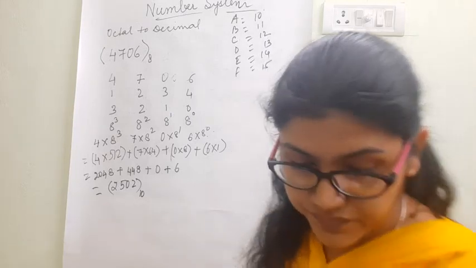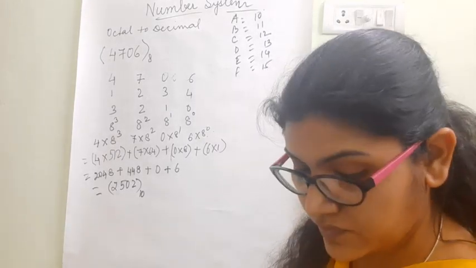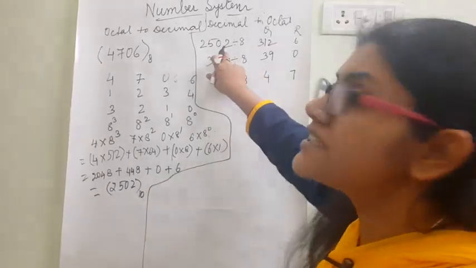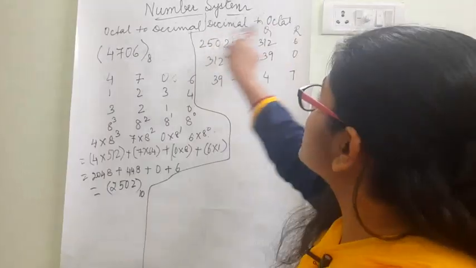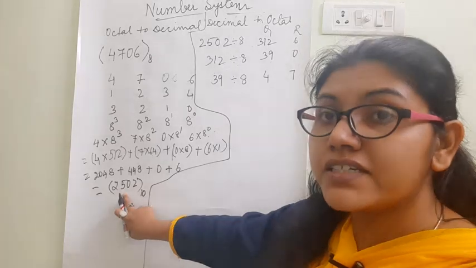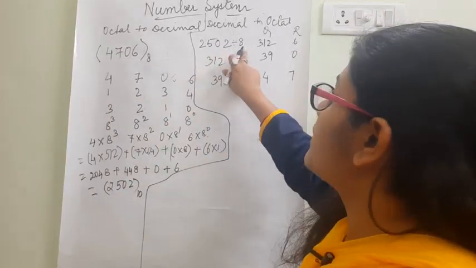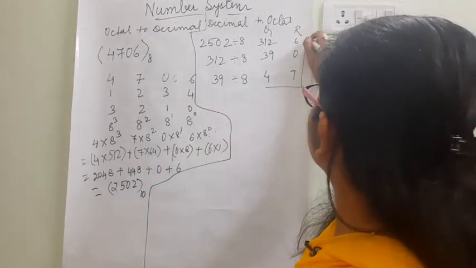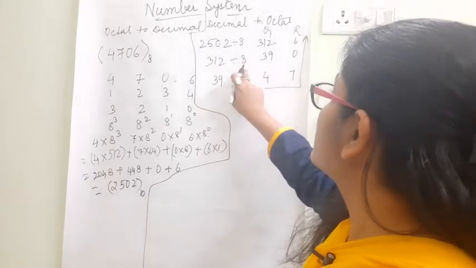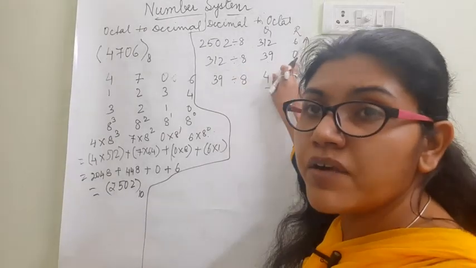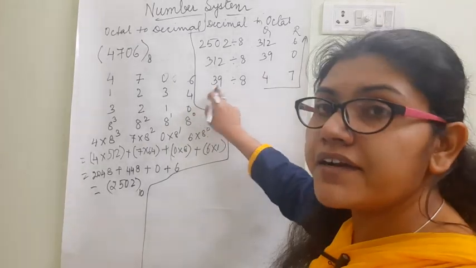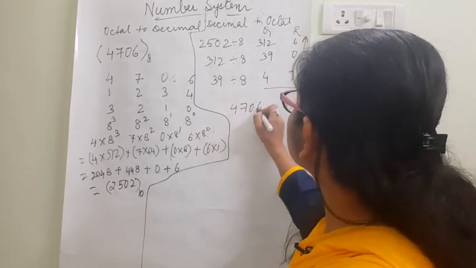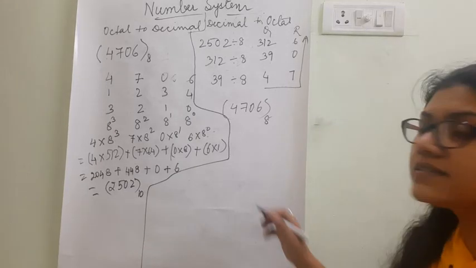Now, whether the value is correct or not, we can see. How? Let's see. I have converted this decimal to octal. We have got the answer 4706. Whether it is correct or not, now see. Divided by 8: quotient 312, remainder 6. 312 divided by 8: quotient 39, remainder 0. 39 divided by 8: quotient 4, remainder 7. So the value comes 4706 base 8. Means it is correct.